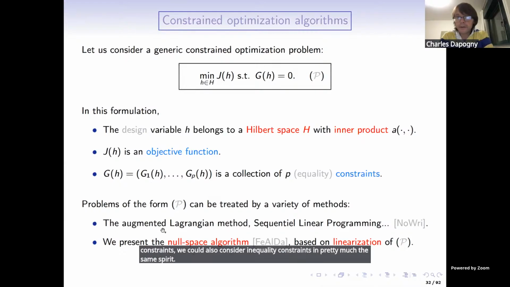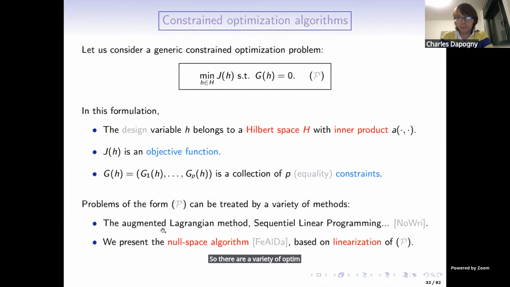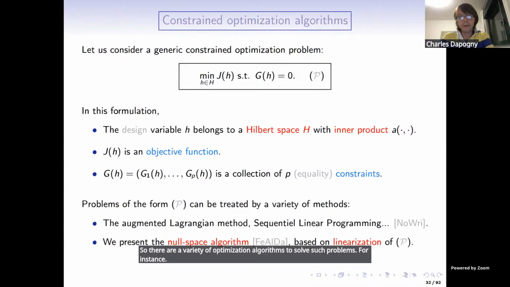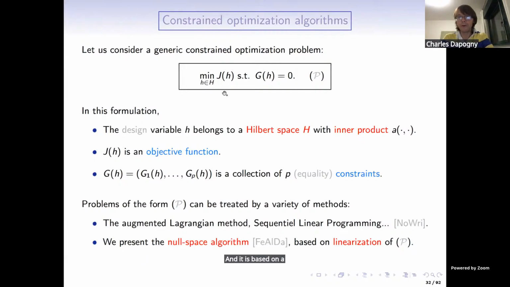There are a variety of optimization algorithms to solve such problems, for instance, the augmented Lagrangian methods, sequential linear programming, etc. And here I'm going to emphasize a quite new algorithm that works pretty well in practice, especially for the purpose of shape and topology optimization. This is called the null space algorithm, and it is based on a linearization of this type of problem.